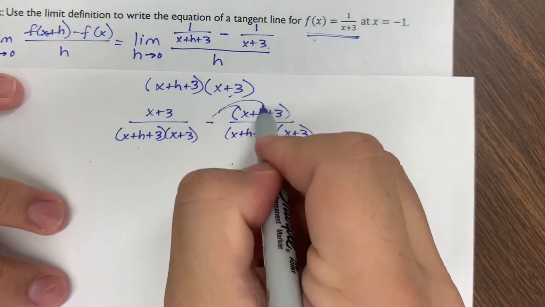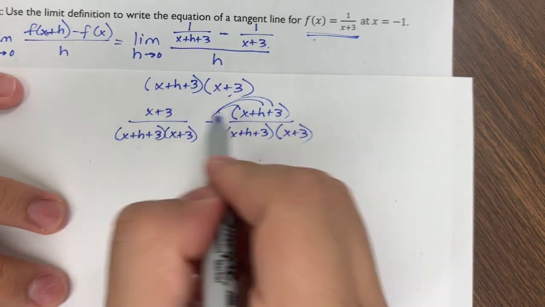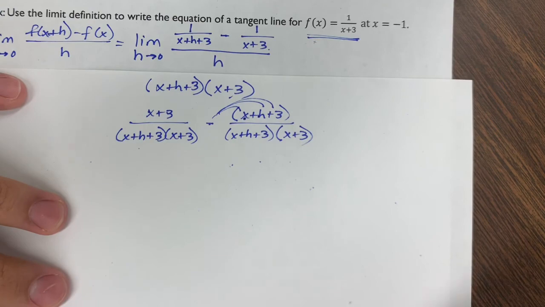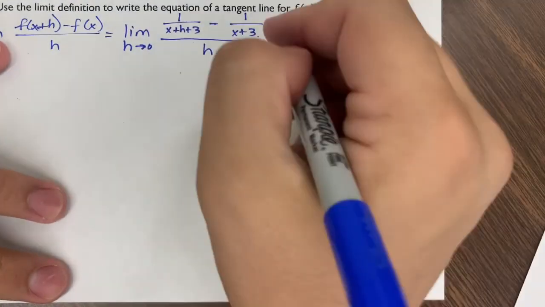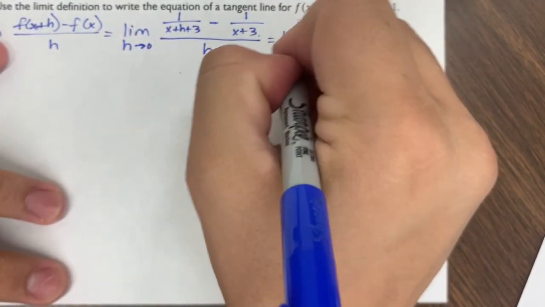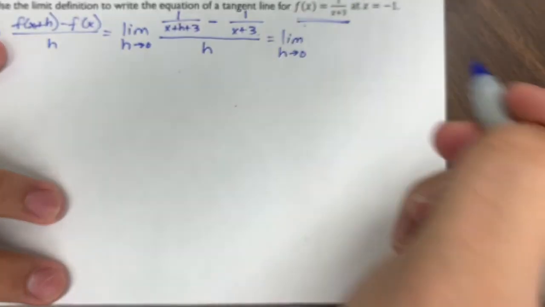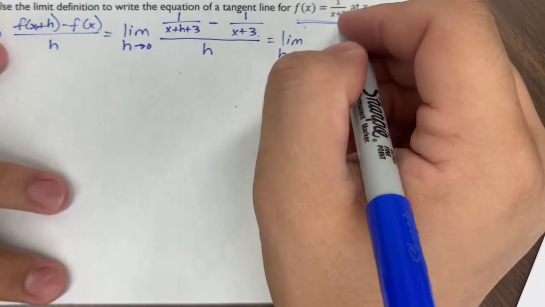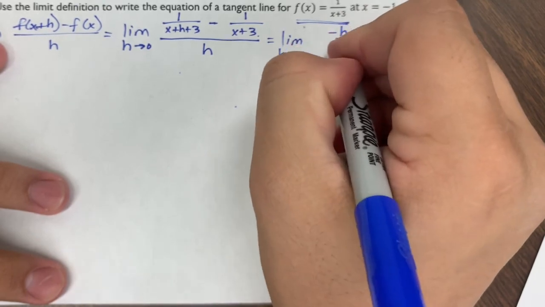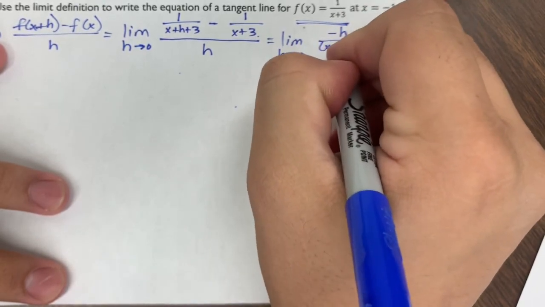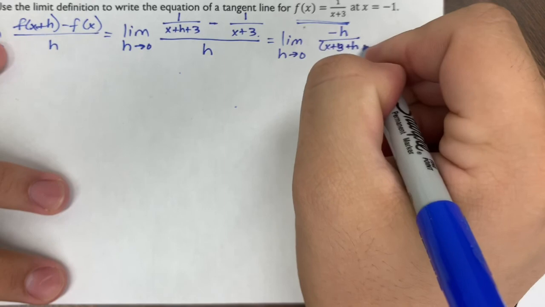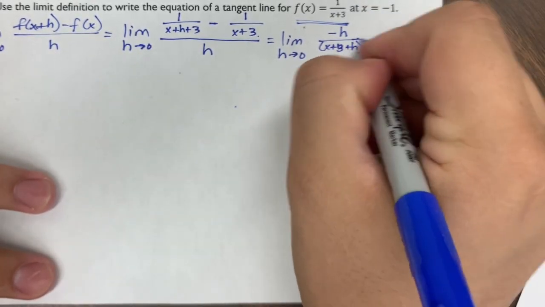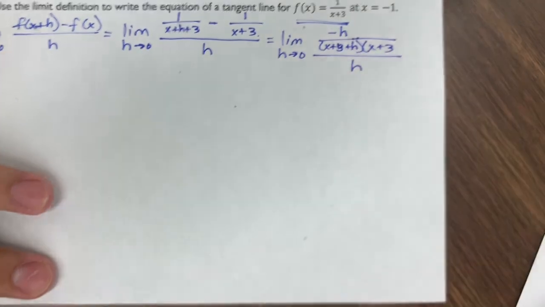If I distribute the negative into all of that, I have an x minus x, a 3 minus 3, and I'm just left with negative h at the top. So with the limit as h approaches 0, that combined fraction becomes negative h divided by x plus h plus 3 times x plus 3, all divided by h.